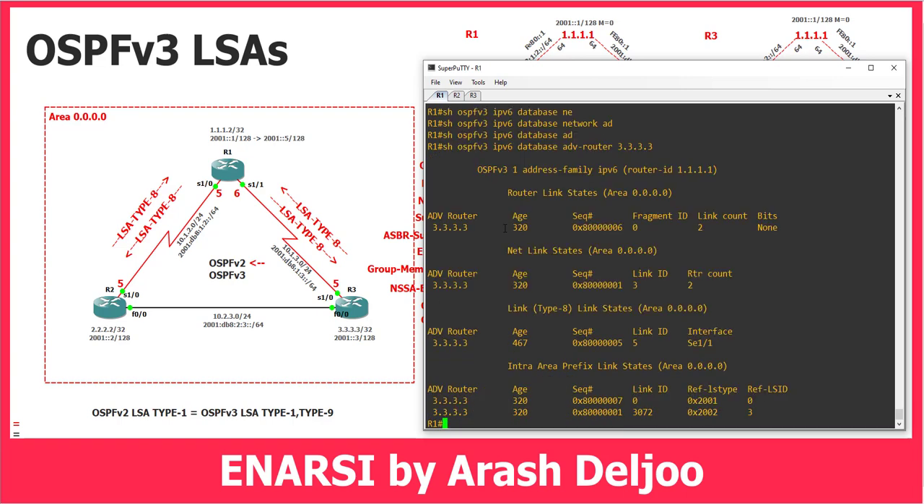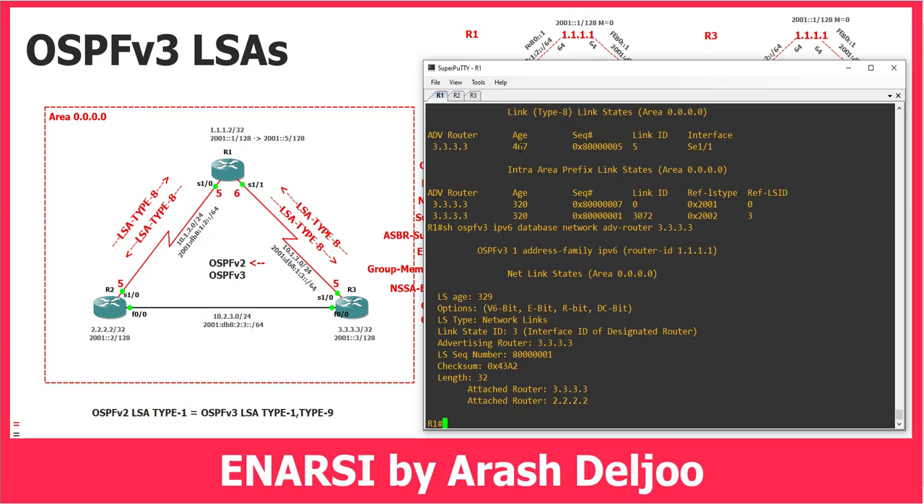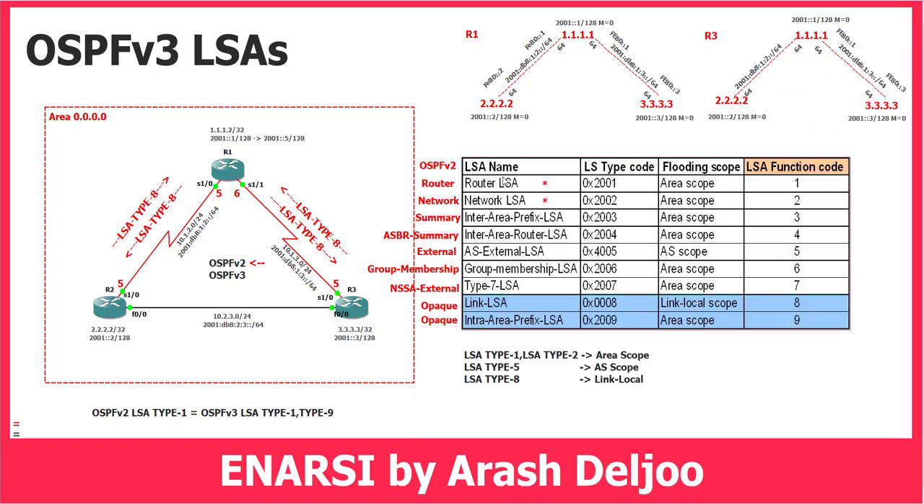Okay, here we have this information, but we want to see only the network LSA. We should use network adv-router 0.0.0.3. Okay, here we have this information. Attached routers 0.0.0.2 and 0.0.0.3. We don't have any information about, for example, the mask or other things. Actually, in the network LSA of OSPF version 2, we have a little more information: the attached subnet mask, but here we have only the attached routers.